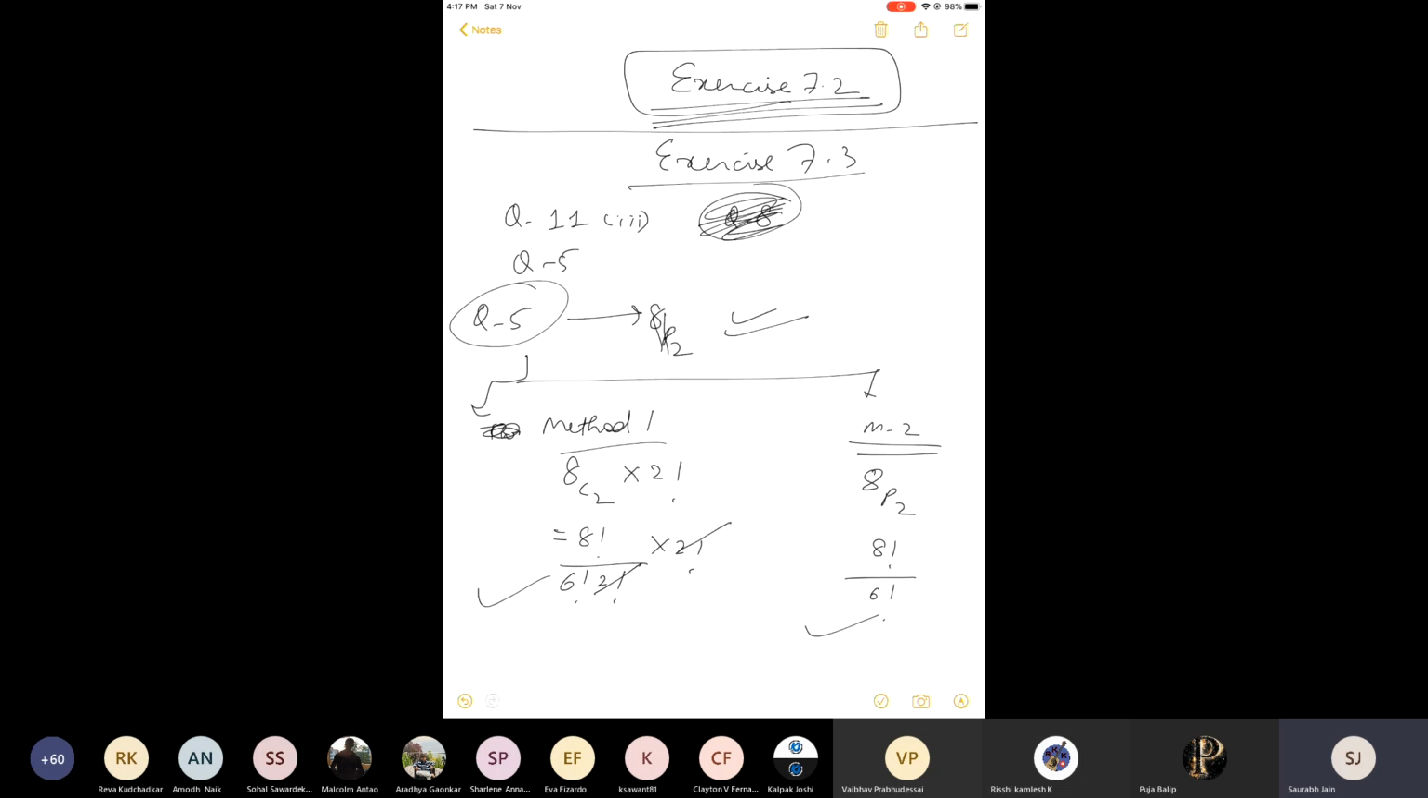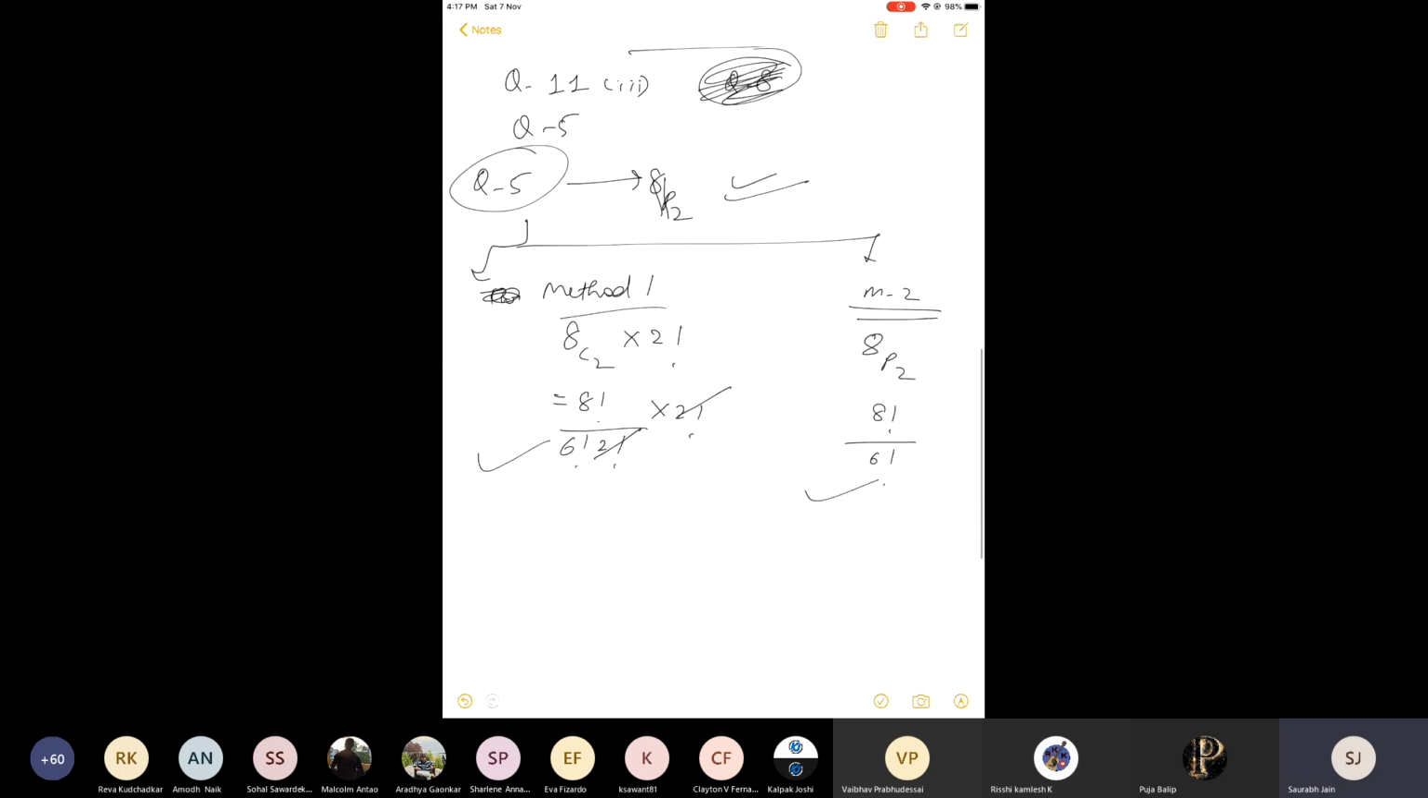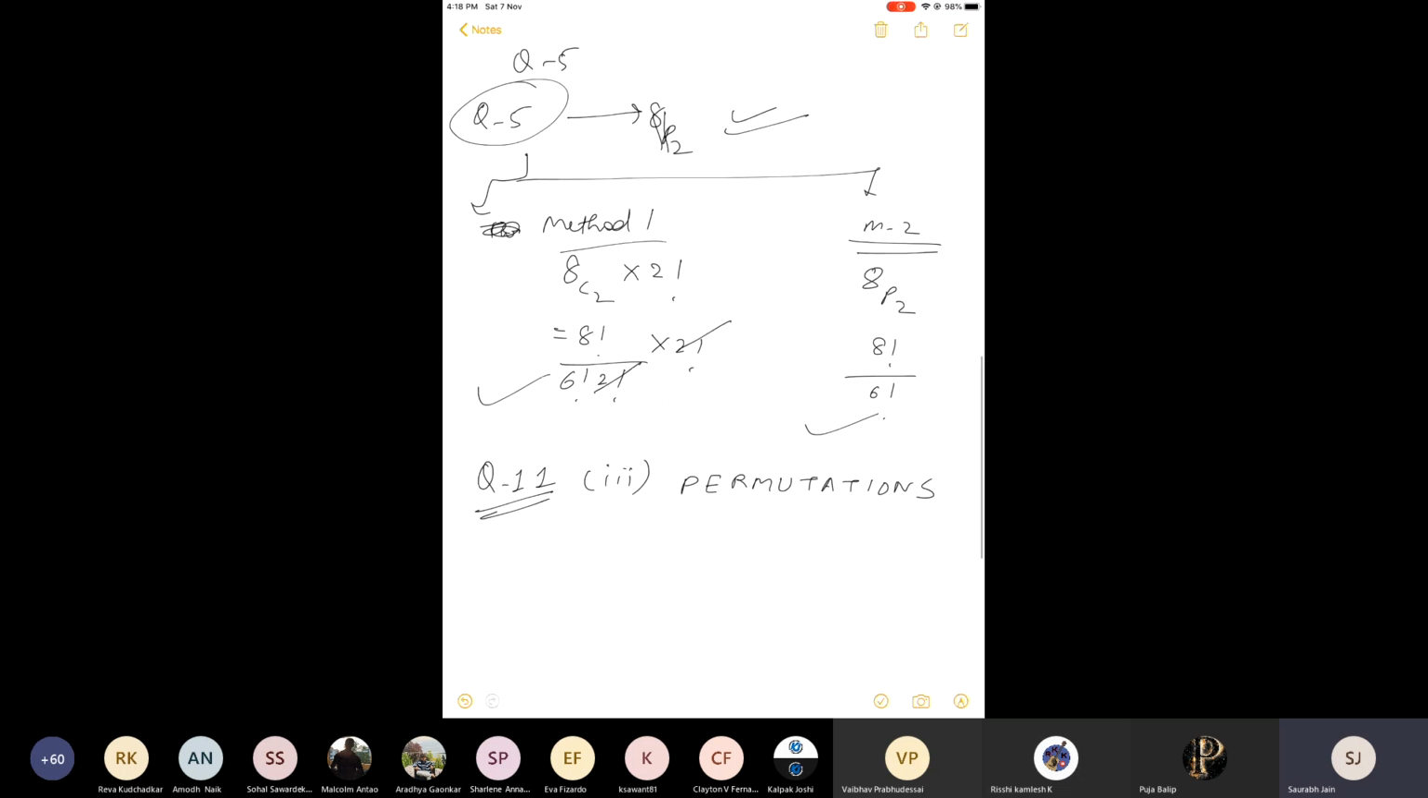Now question number 11. In question number 11, you want to find the third part. In how many ways can the letters of the word PERMUTATIONS be arranged? This is the word. And what is the question? There are always 4 letters between P and S. Not all the letters, just 4.